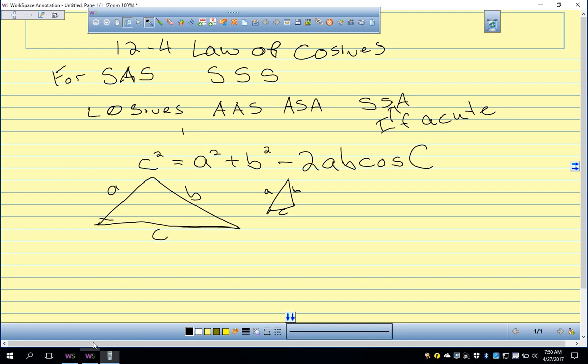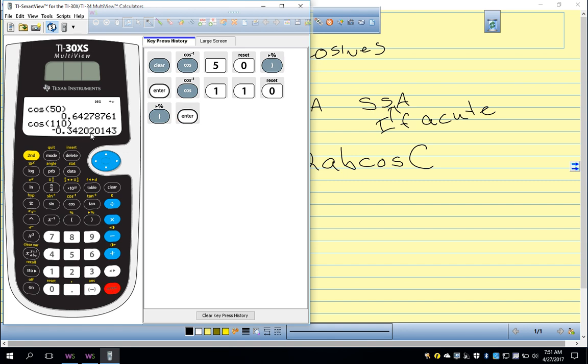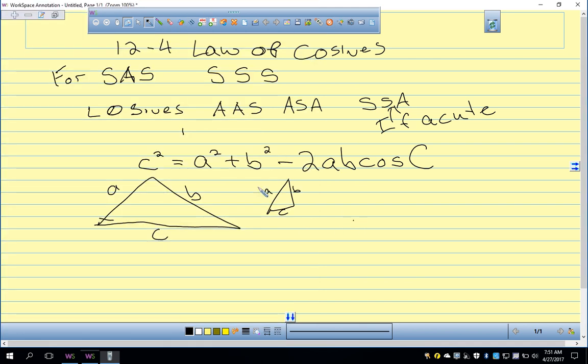But if I go back to my calculator and I plug in an angle that's bigger than 90, say I take the cosine of 110 degrees, I'm going to get a negative number, okay? And if I subtract a negative number, what's going to be true about the relationship between c squared and a squared plus b squared? c squared is going to be bigger than a squared plus b squared, right? So that's kind of the way that the law of cosines works.